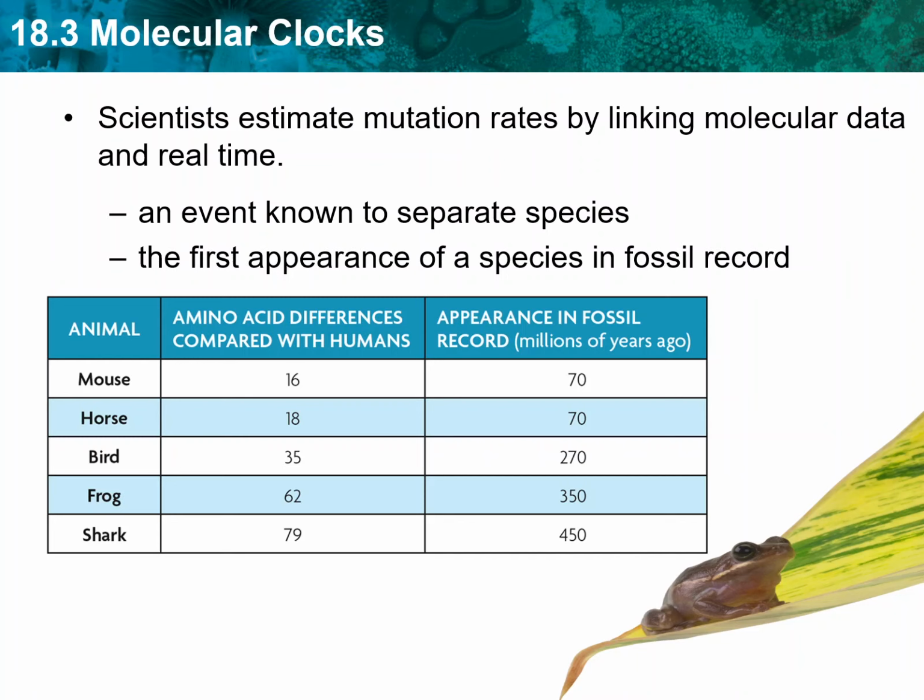A link can also come from fossil evidence. Scientists compared their molecular data with the first appearance of each type of organism in the fossil record. Using these dates, they confirmed that the number of amino acid differences increases with the evolutionary time between each group of species. The number of amino acid differences between human hemoglobin and the hemoglobin of several other types of organisms is shown on the screen here. Human hemoglobin is most different from species that diverged earliest in evolutionary time.